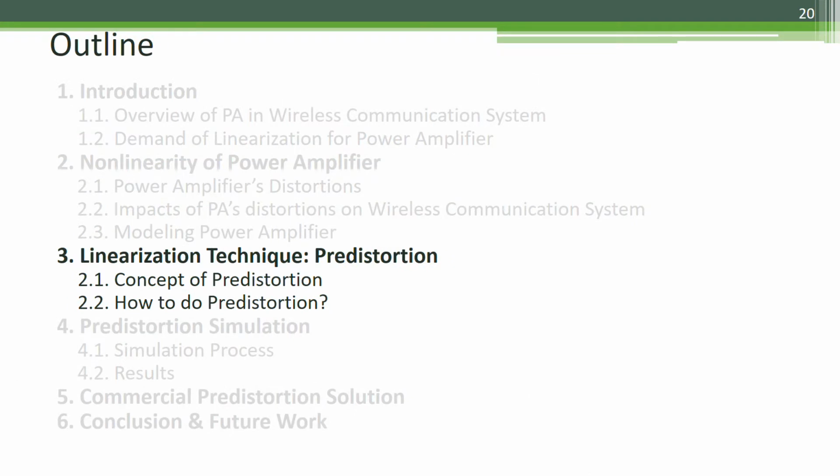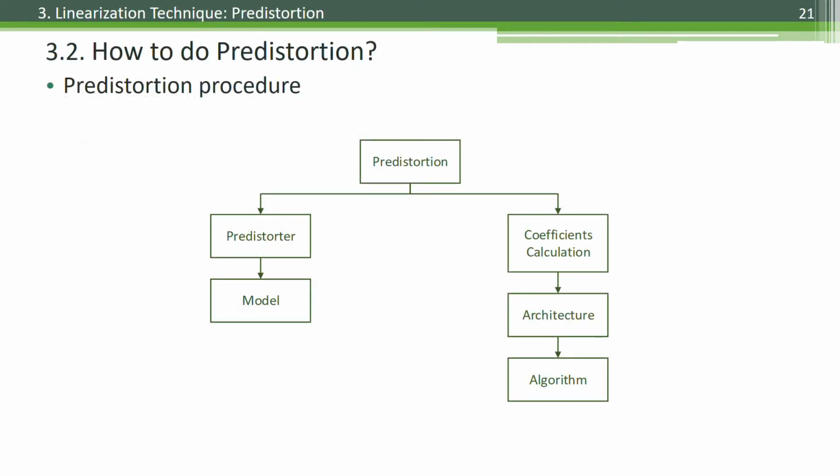And we need to know how to do predistortion for a signal. In order to perform predistortion for a power amplifier, there are two elements to build. The first element is a predistorter block. We have to choose a model for the predistorter to create a predistorter function. And when we have the predistorter block, we need to calculate coefficients for this predistorter. In order to do that, we need an adaptive architecture and an algorithm.